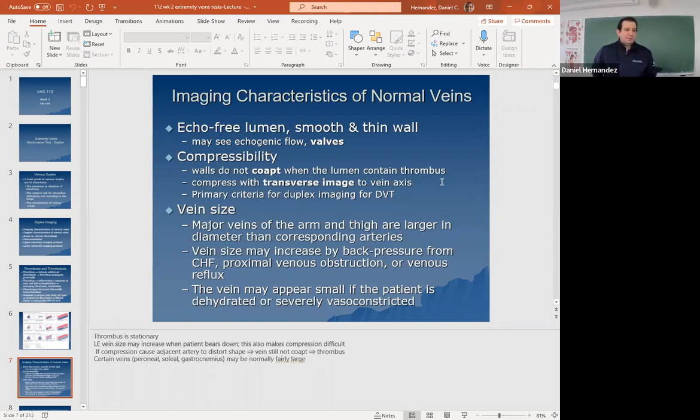So, imaging characteristics of normal veins. We know that they're smooth and thin-walled. We may see echogenic structures within them. Those are going to be our valves.